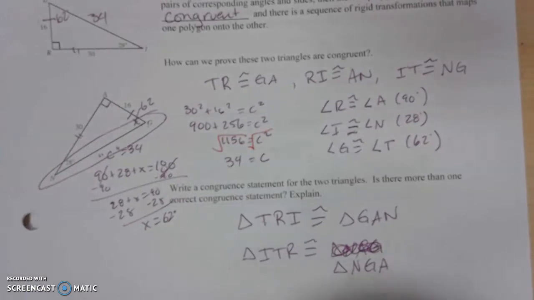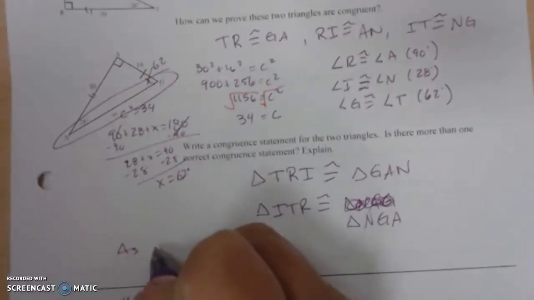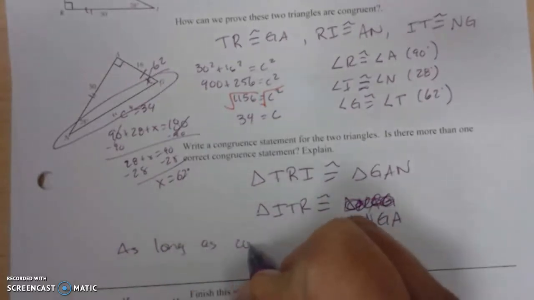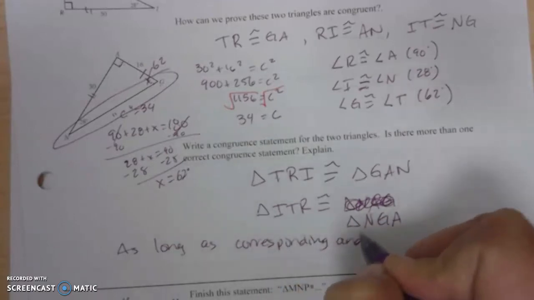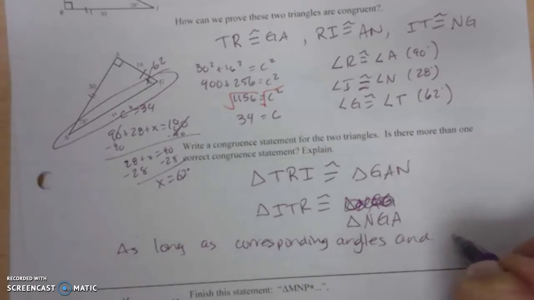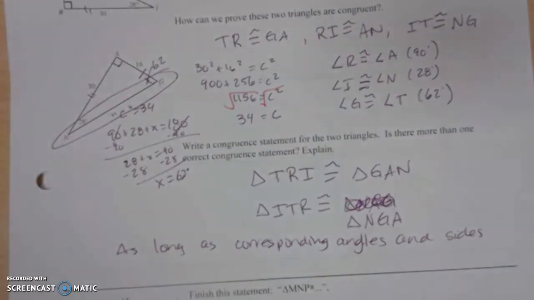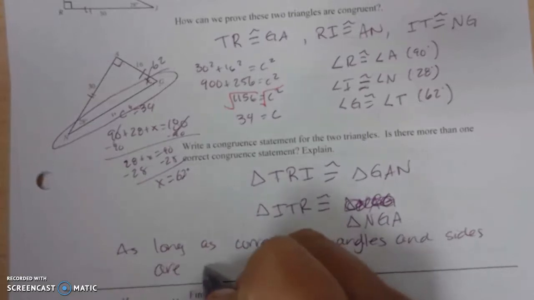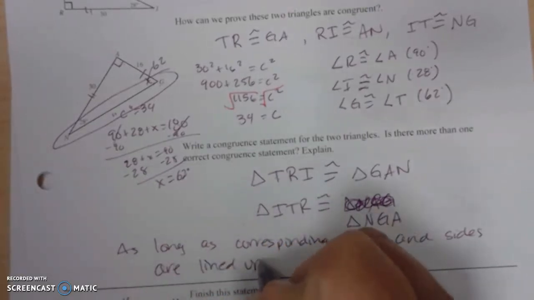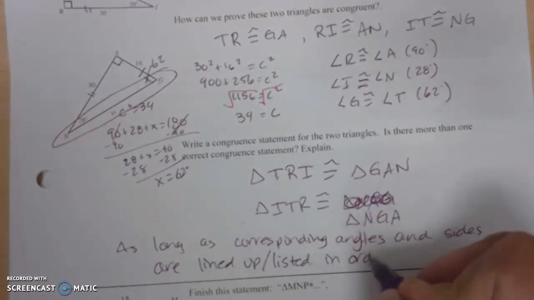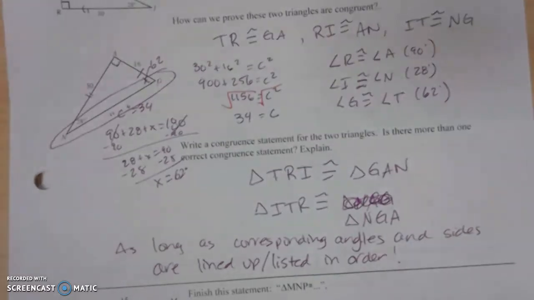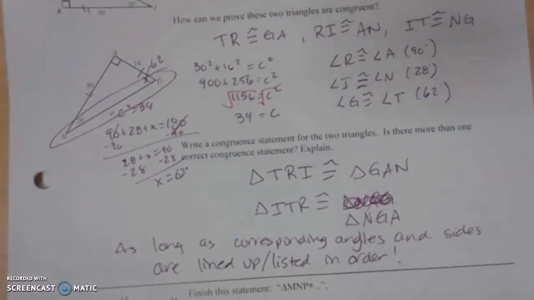So the question says, why? Explain why. Well, as long as you line up the letters, right? As long as corresponding angles and sides are lined up, or I should say listed in order. Okay, so that's why it could be in any order.